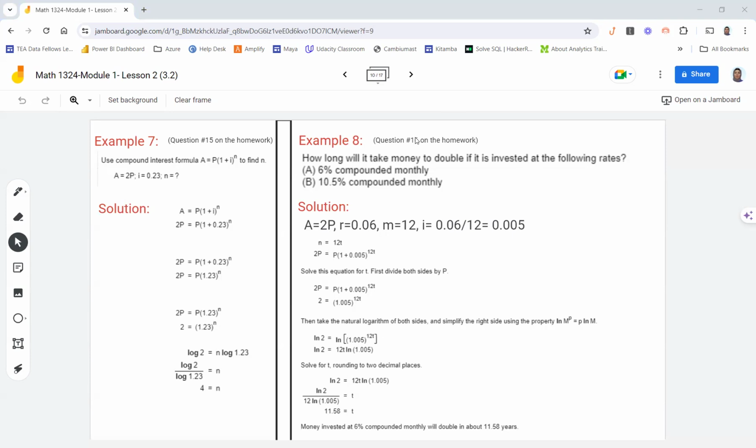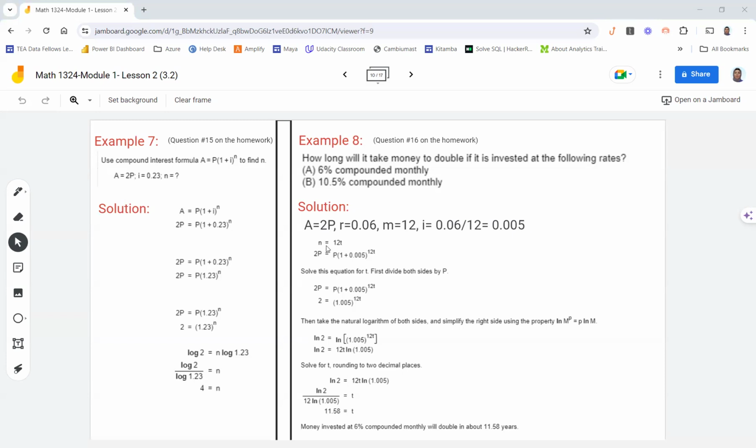Example 8. For example 8, this is question 16 on the homework. The question says, how long is it going to take you to double your investments, double your money with the following rates? First option is 6% compounded monthly. So doubling your money means that A will be equal to 2P. On option A, rate is 6%, so it's 0.06. Monthly means n value is 12. So the i value will be 0.06 divided by 12, which will be 0.005.